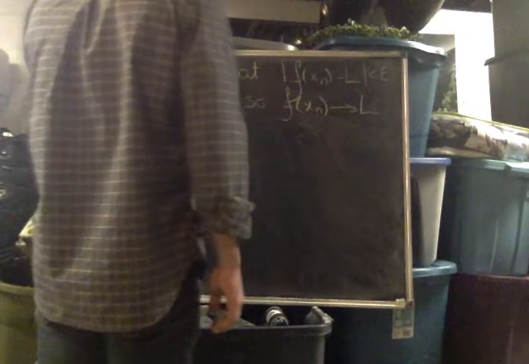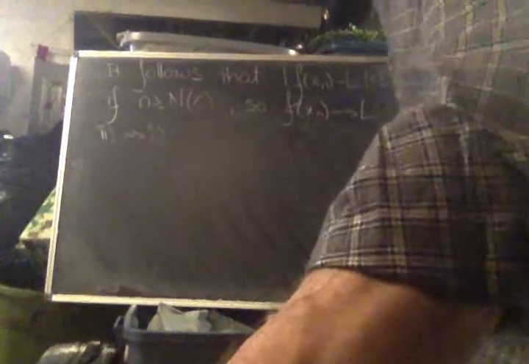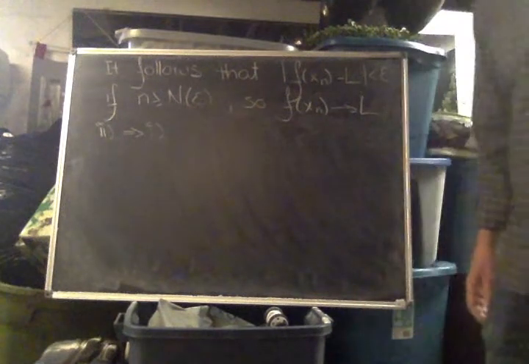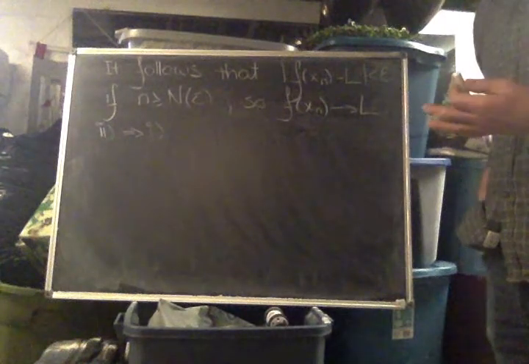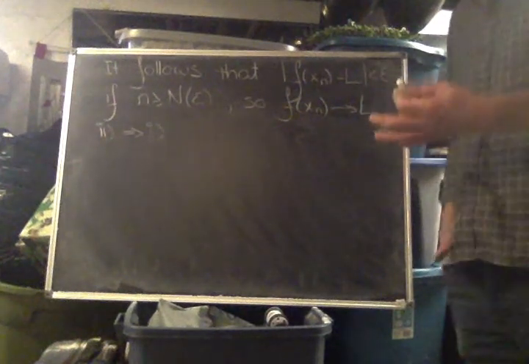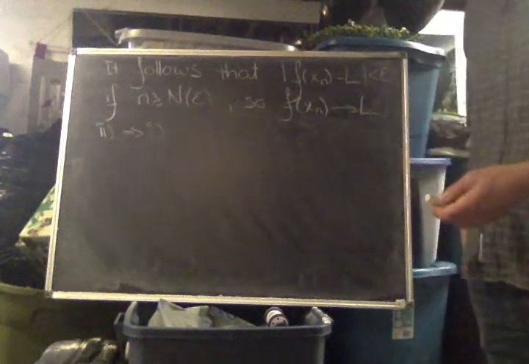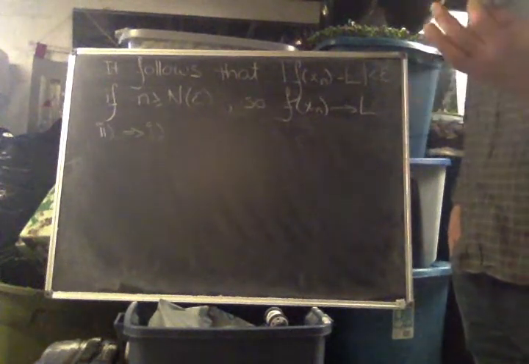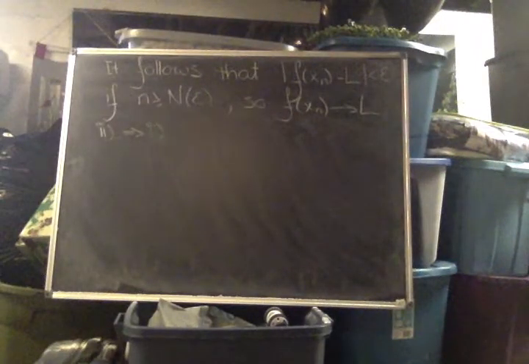Now 2 implies 1. This will bring up the reason why I wanted to introduce what it means for a limit to be not equal to L before introducing this theorem. In the textbook, they do that in the opposite order for reasons that are beyond the grasp of science.